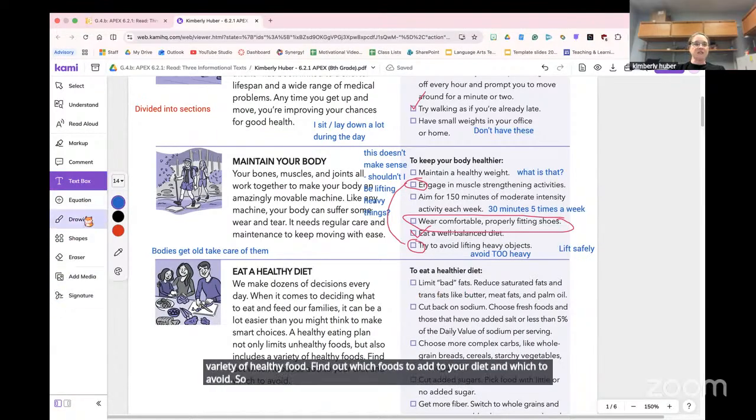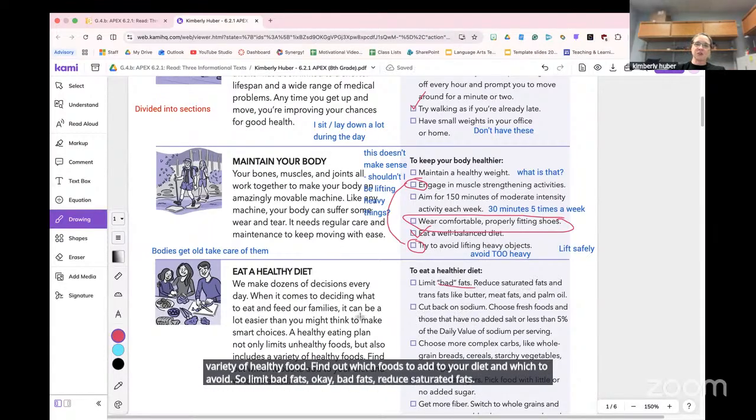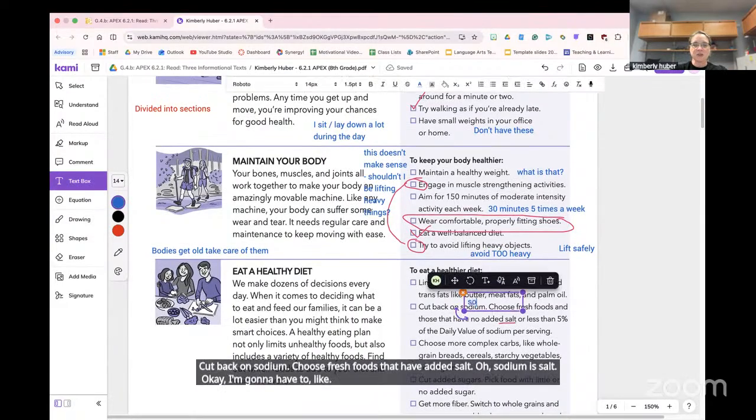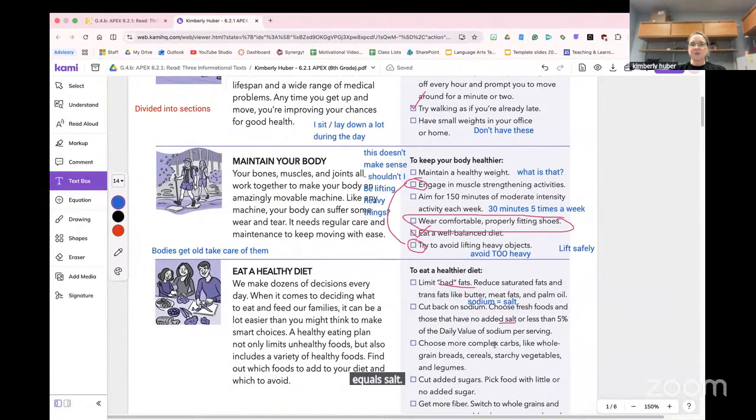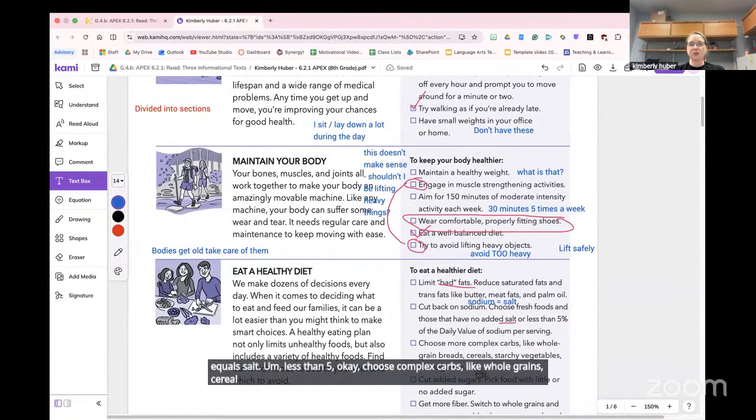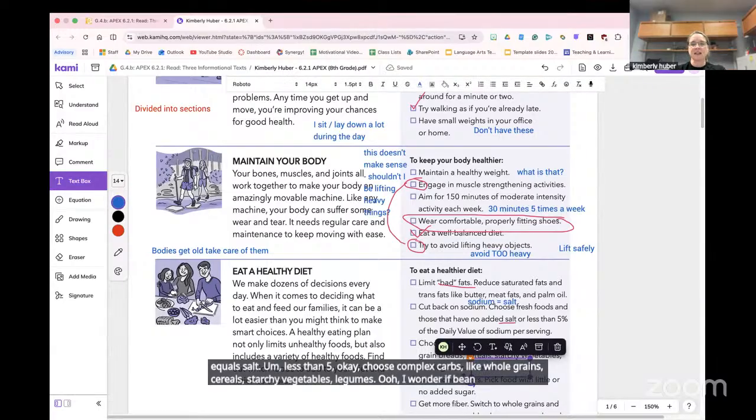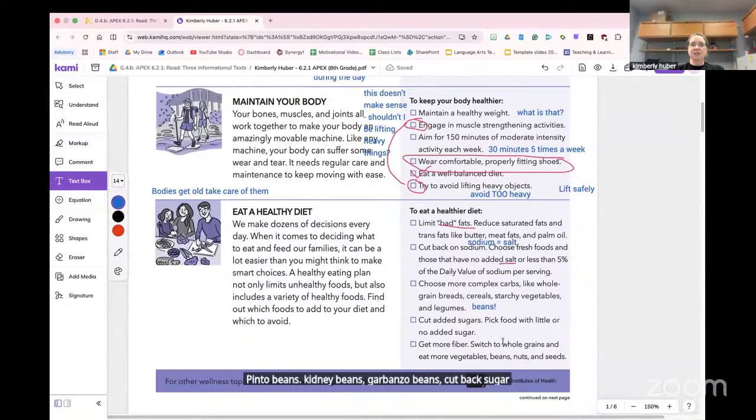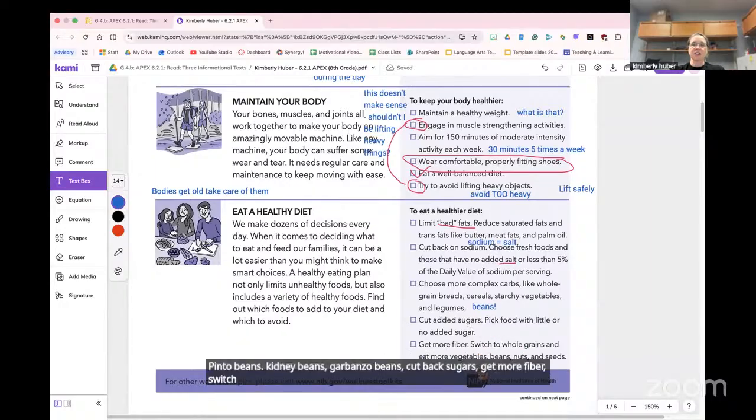So limit bad fats. Okay, bad fats. Reduce saturated fats. Cut back on sodium. Choose fresh foods that have no added salt. Oh, sodium is salt. Okay, I'm going to give myself a note: sodium equals salt. Less than 5. Okay. Choose complex carbs like whole grain cereals, starchy vegetables, legumes. Ooh, I wonder if beans are on that list. I like beans, pinto beans, kidney beans, garbanzo beans. Cut back sugars, get more fiber, switch to whole grains, eat more vegetables, beans, nuts, seeds.